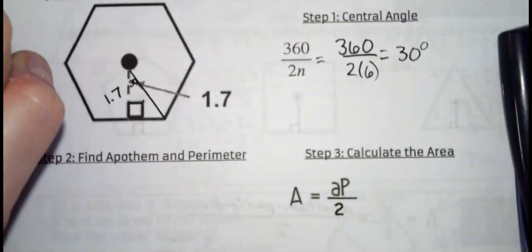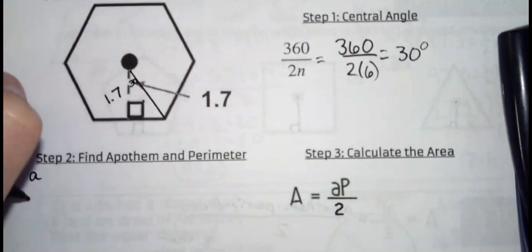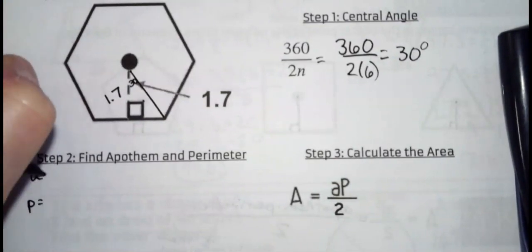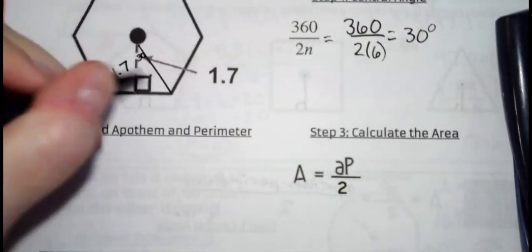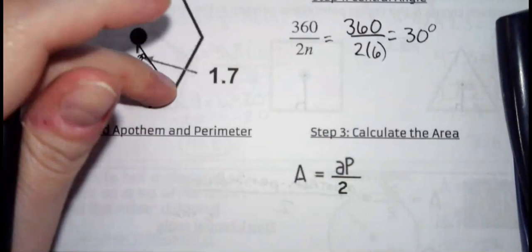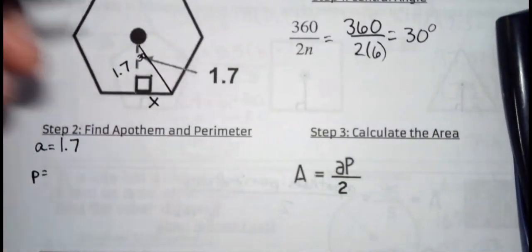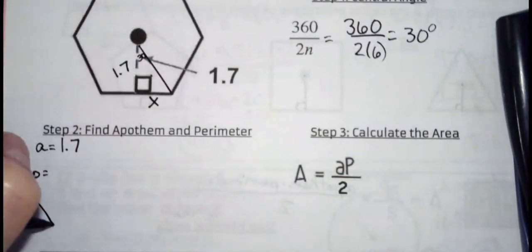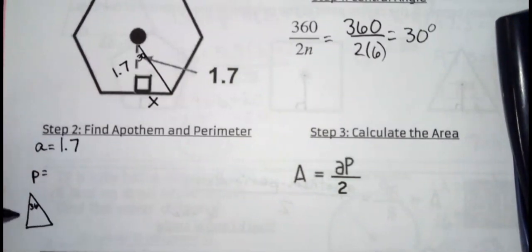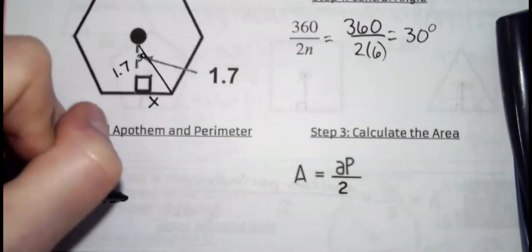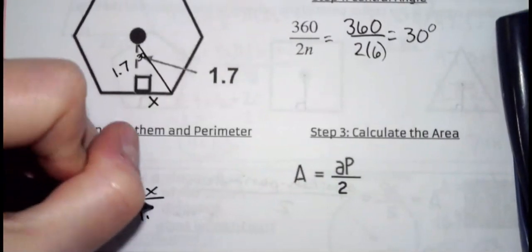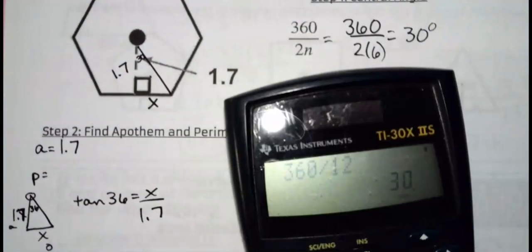Alright, so next step is to find the apothem and the perimeter. Here's the deal. We already have the apothem. That is done. We need to figure out the perimeter. In order to figure out the perimeter, you got to figure out this side length there. So we are again going to use tangent. 1.7, there we go. And then this is x. So we have the O and we have the A. So tan of my angle equals x over 1.7.